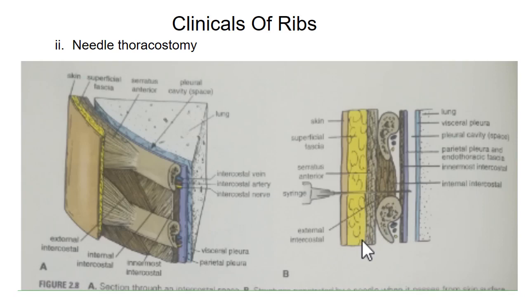The needle should be kept close to the upper border of the third rib to avoid injury to the intercostal vessels and nerve in the subcostal groove. That's all about the clinicals of the ribs.